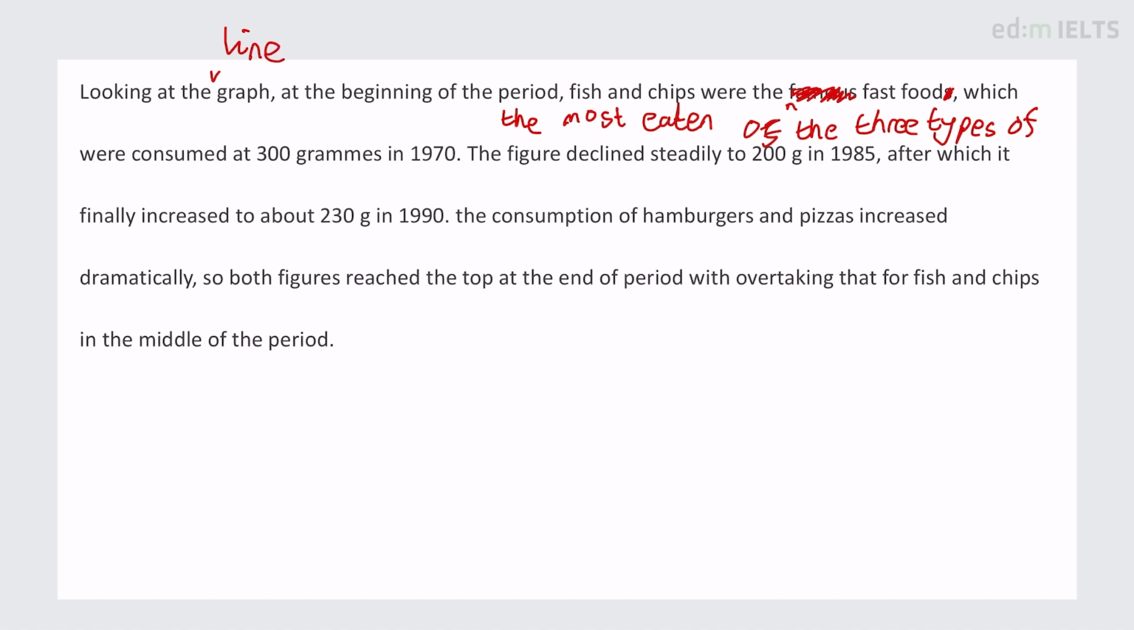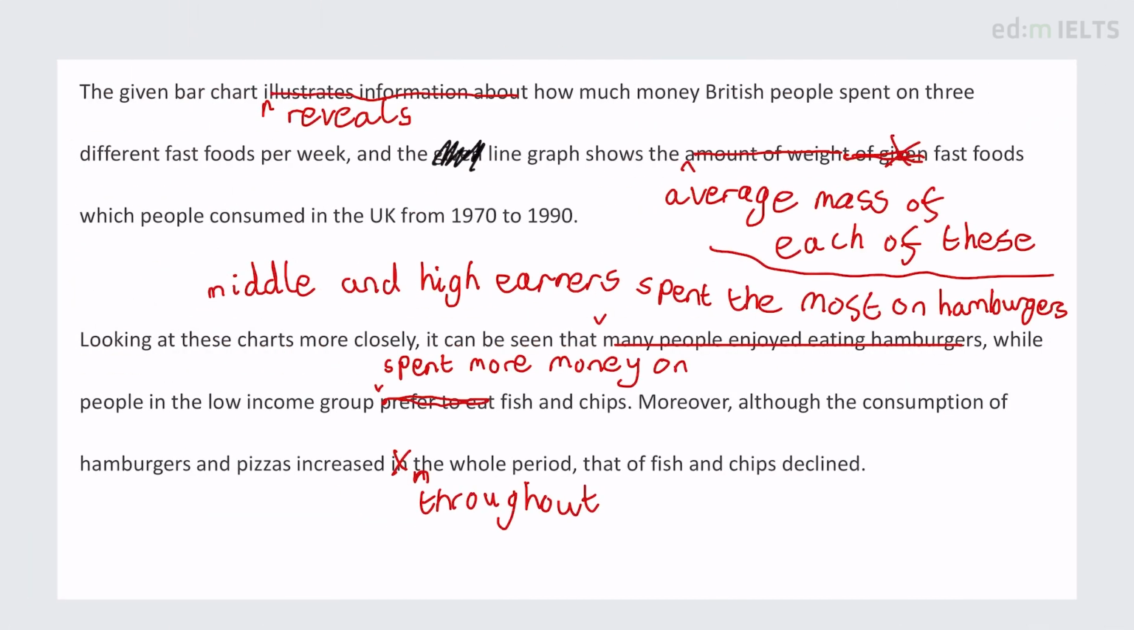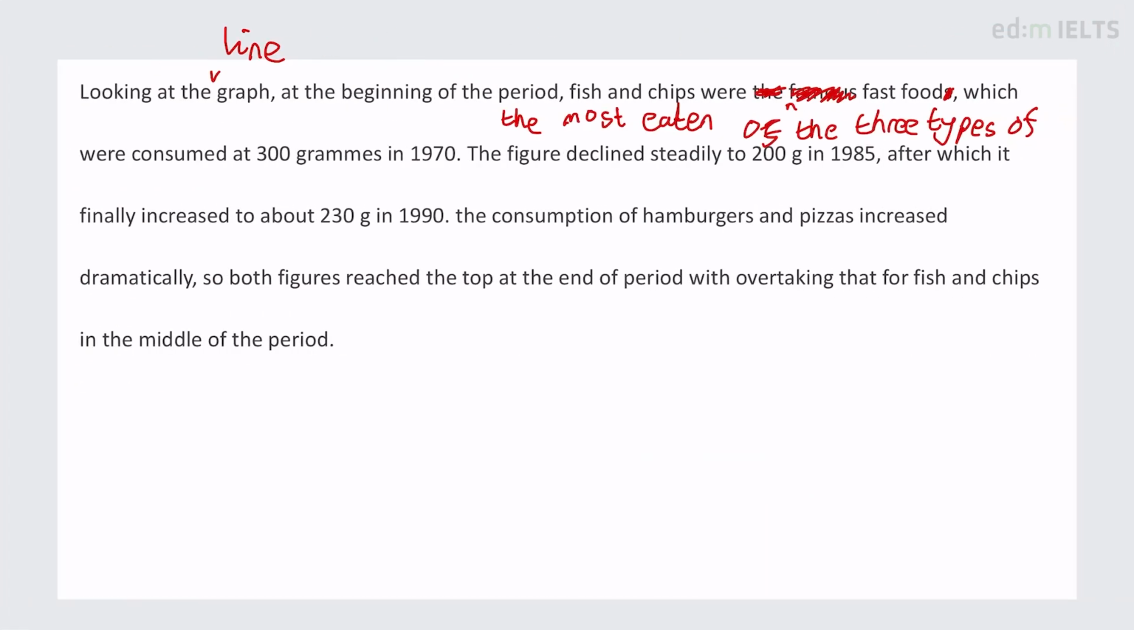So looking at the line graph, at the beginning of the period, fish and chips were the most, nearly there, with the most eaten of the 3 types of fast food, which were consumed at 300 grams in 1970. Again, the way the word "which" is used there is a little bit awkward. Just like it was previously here, it's not quite used correctly.